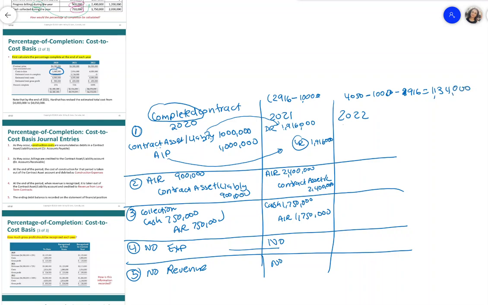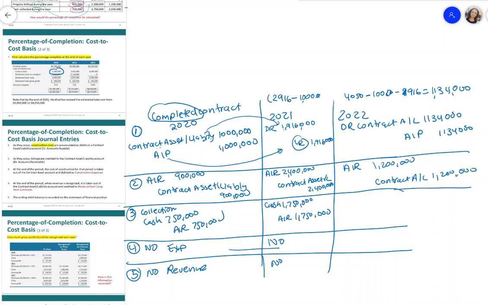1,134,000. So what you're going to do is you're going to debit your contract asset / liability account. Credit will be your accounts payable. In this case, 1,134,000. And then the next one is your accounts receivable and the contract asset / liability account. We billed 1.2 million, so we're going to bill it, so 1.2 million. The second one is you debit your cash, credit your accounts receivable.